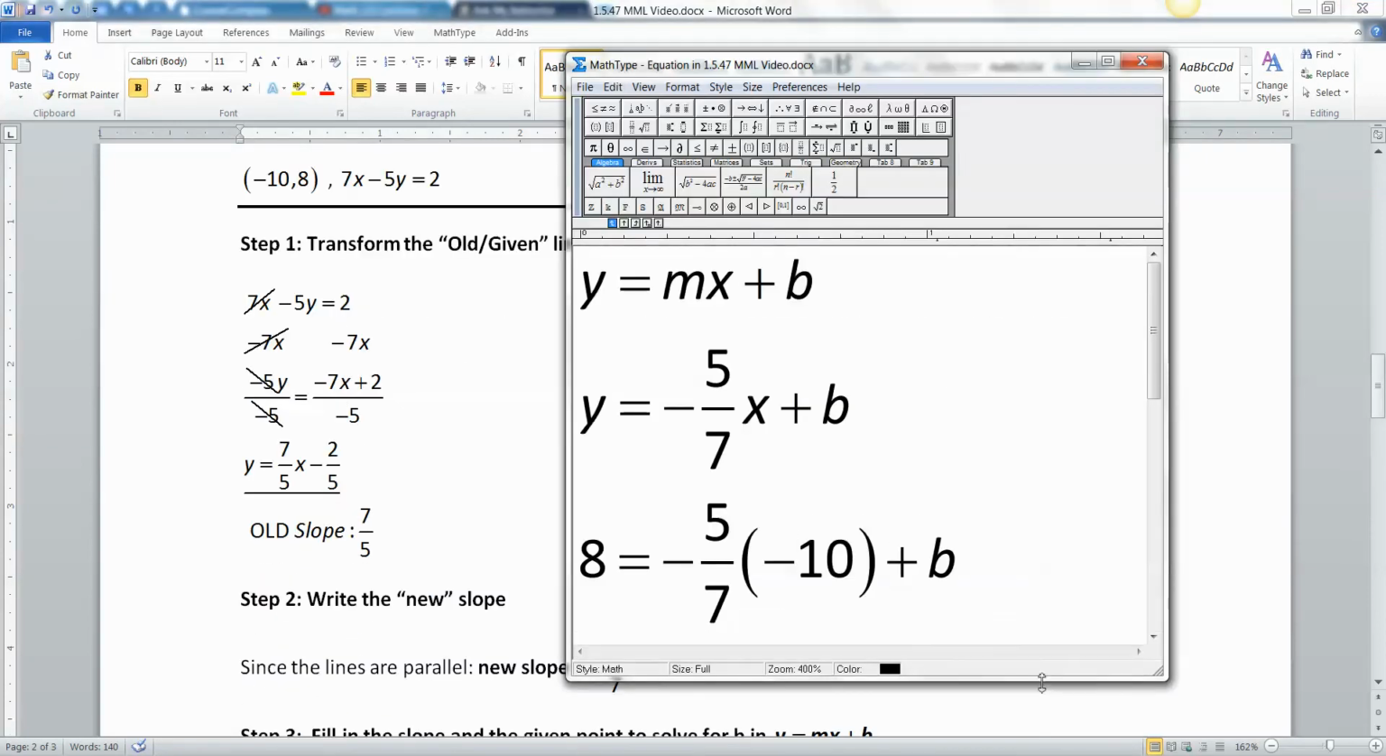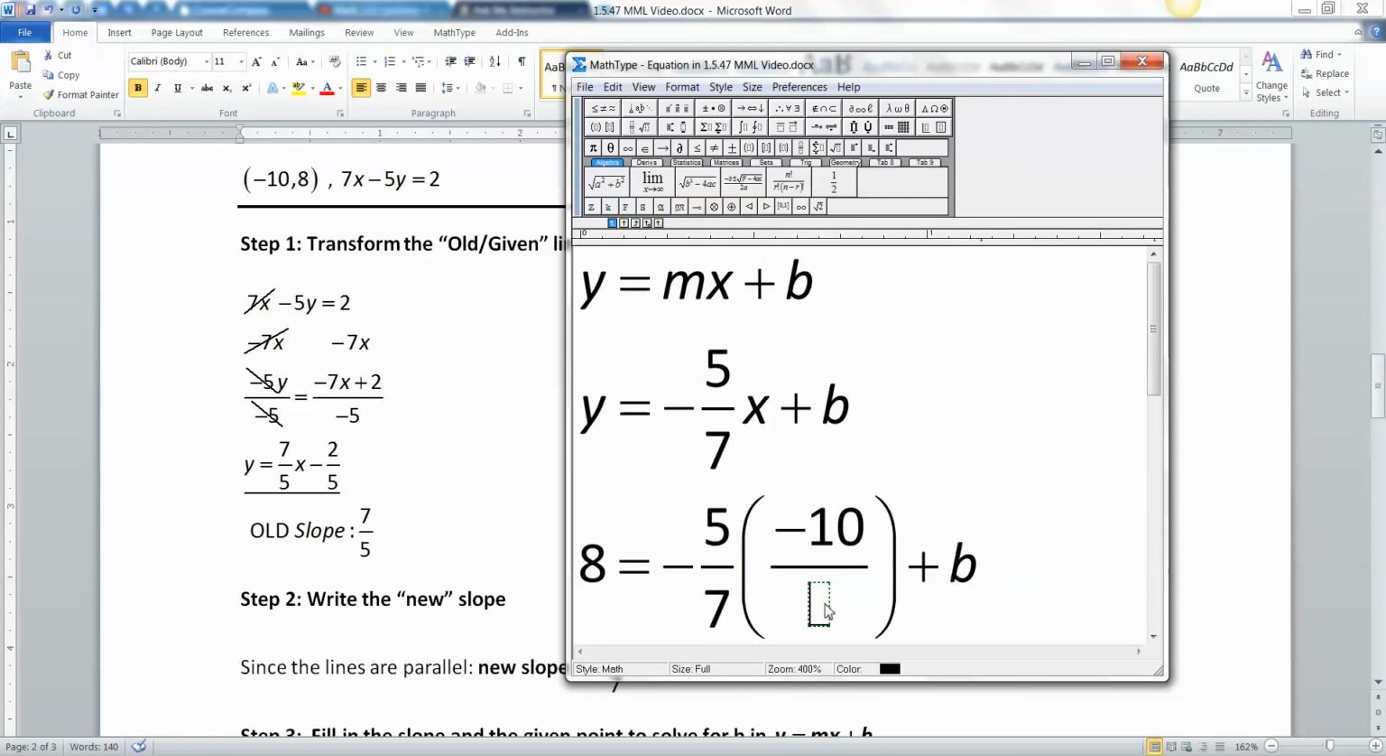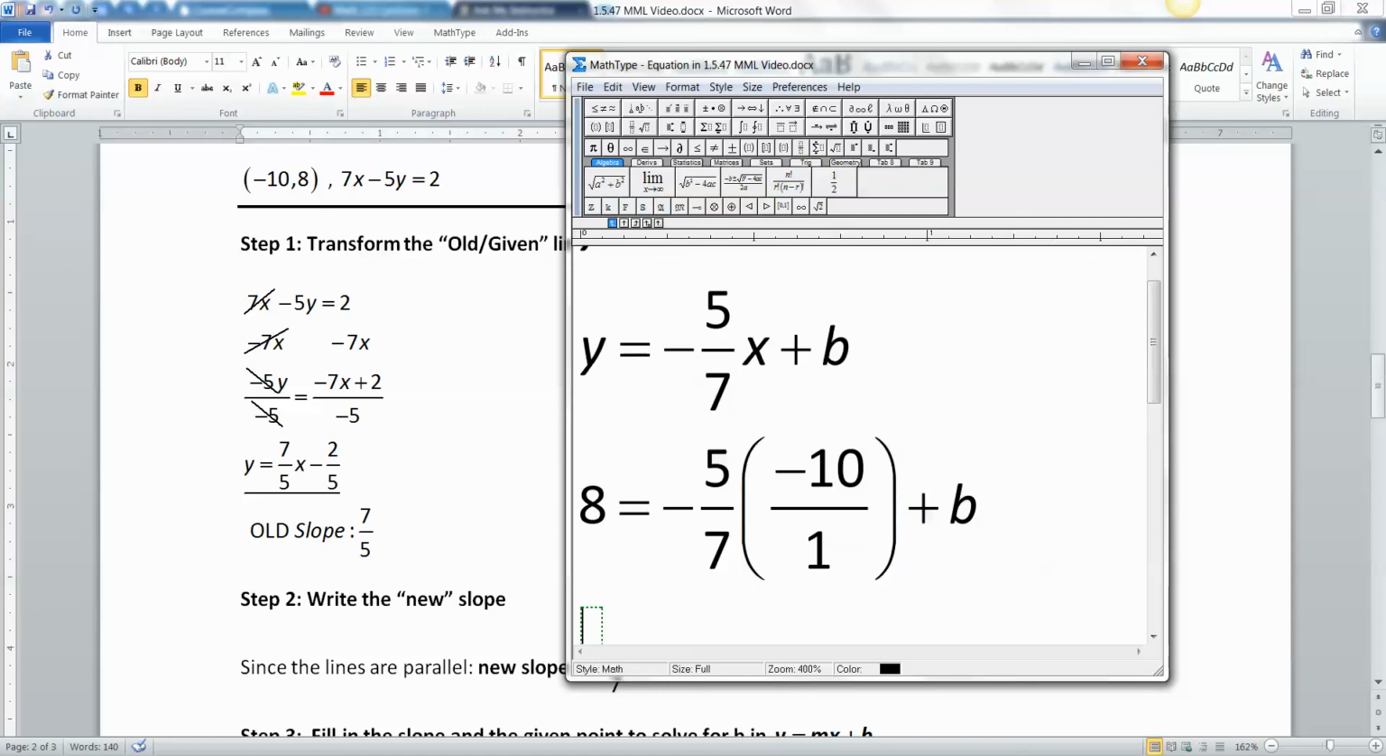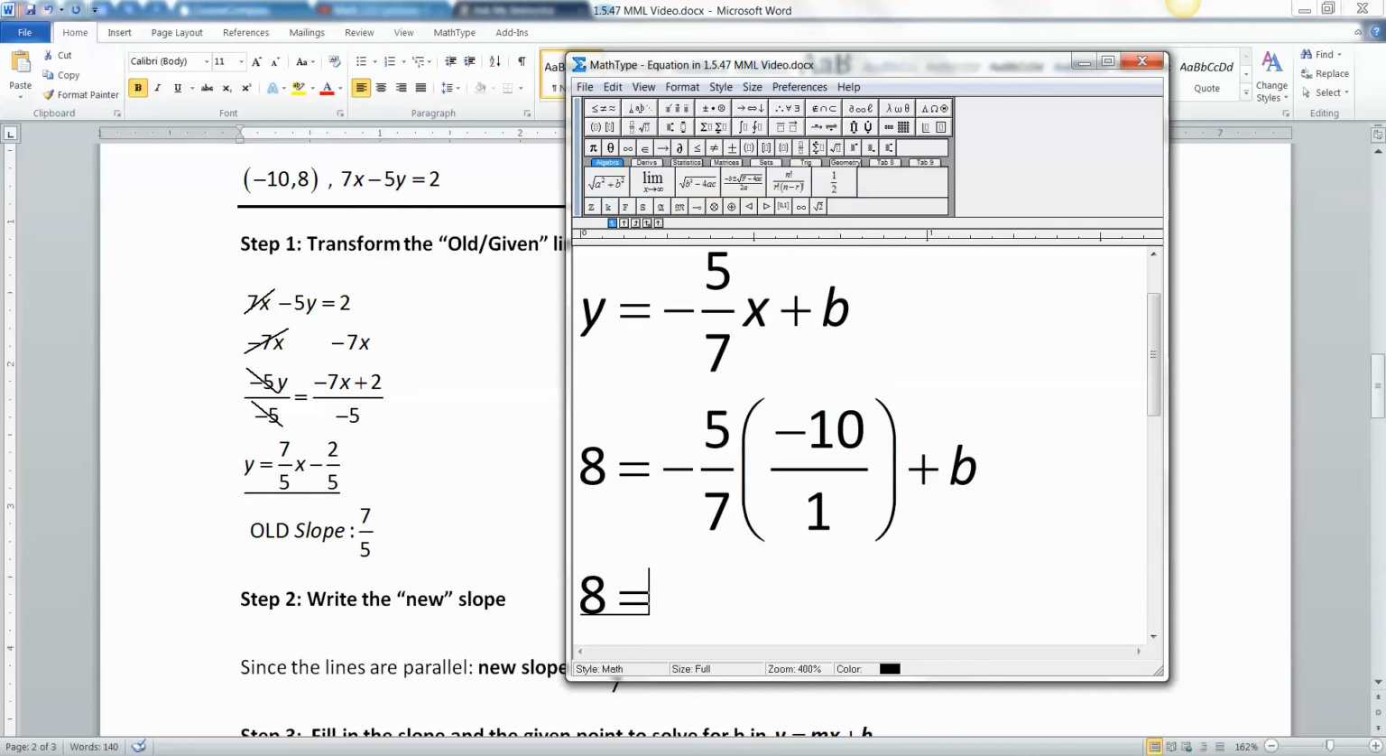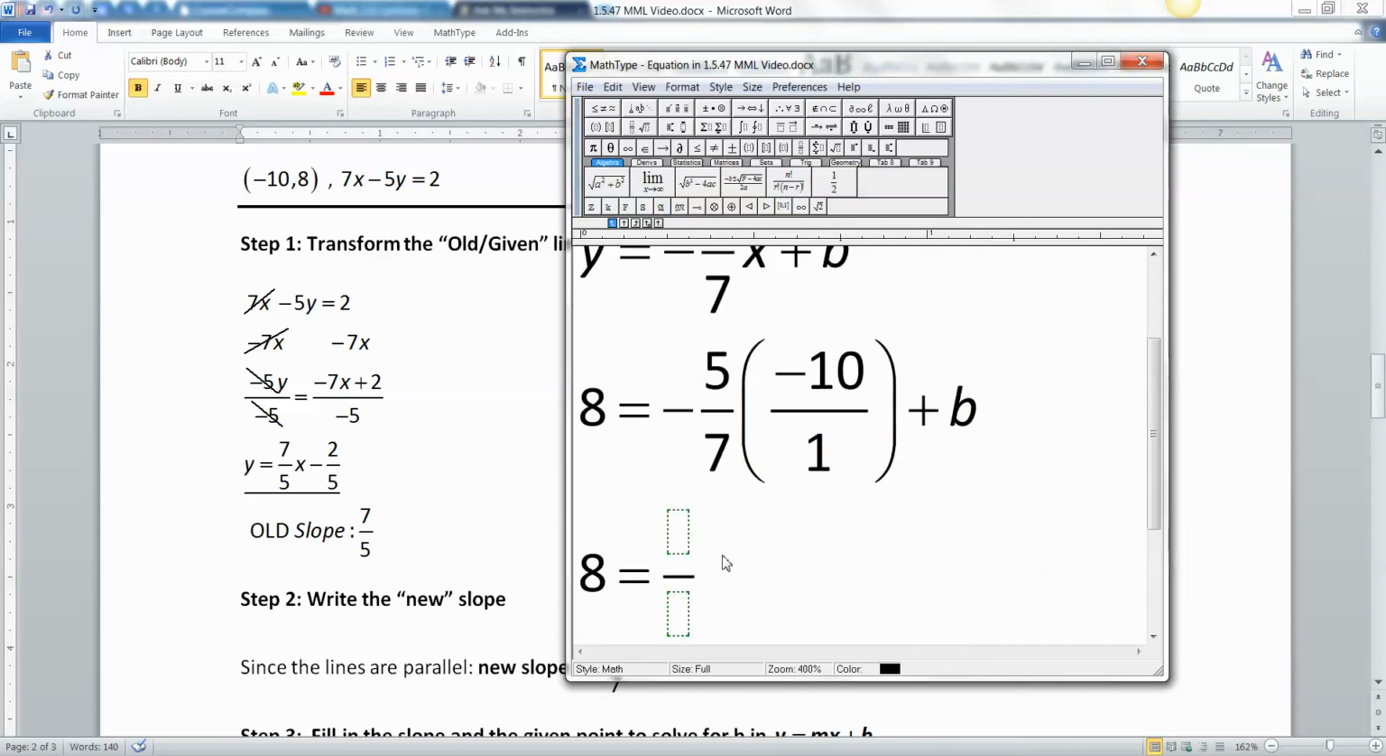Okay. So I put in 8 for y. I put in negative 10 for x. Okay, well, this is really negative 10 over 1, right? So what you're really doing is going to multiply negative 5 times negative 10, which is going to make 8 equals positive 50 over 7 plus b. Sorry, I was cleaning that up.